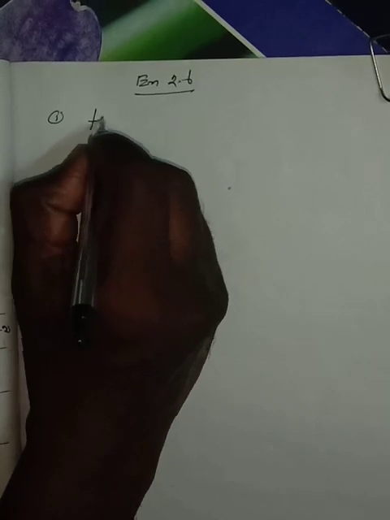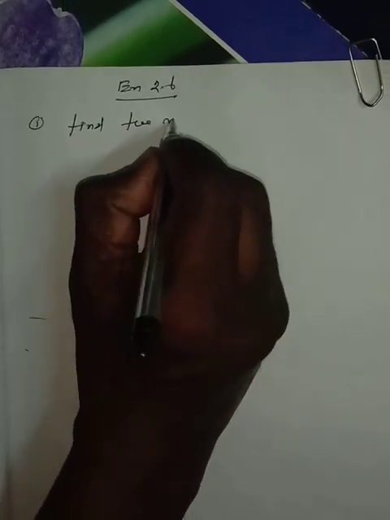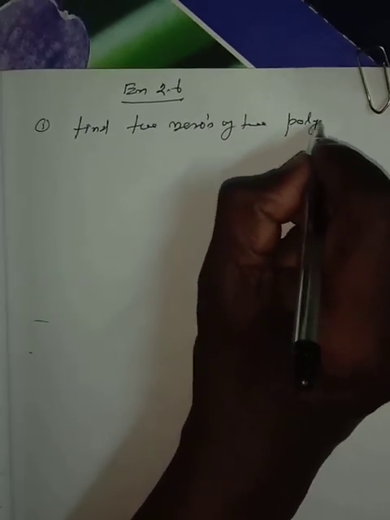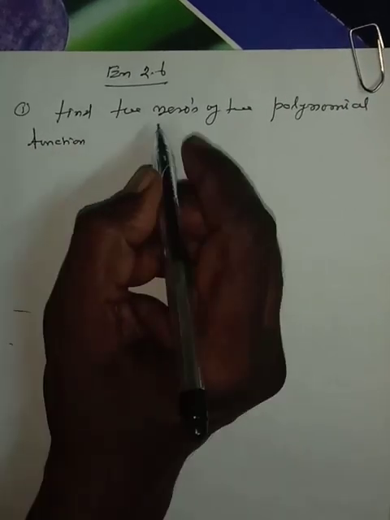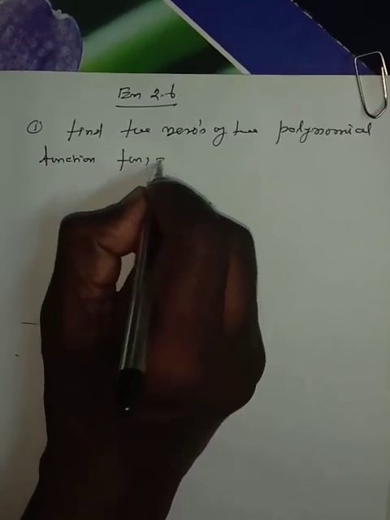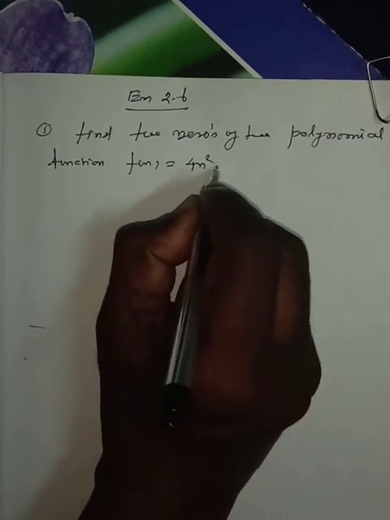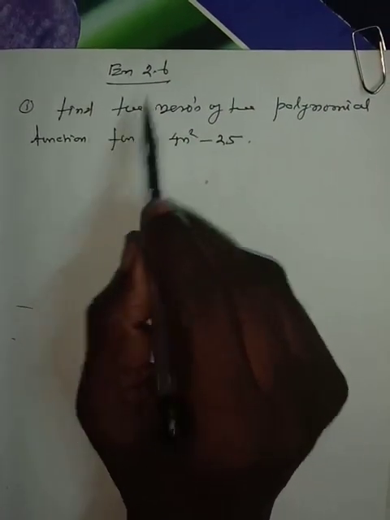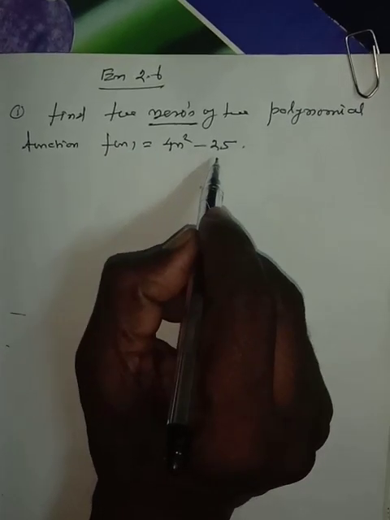Find the zeros of the polynomial function f of x is equal to 4x square minus 25. The question is to find the zeros of the polynomial. Let us take f of x is equal to 4x square minus 25. Put f of x is equal to 0. That is a zero function.